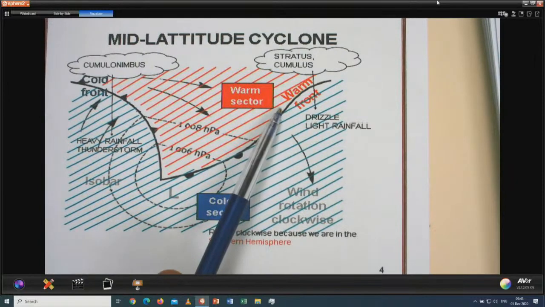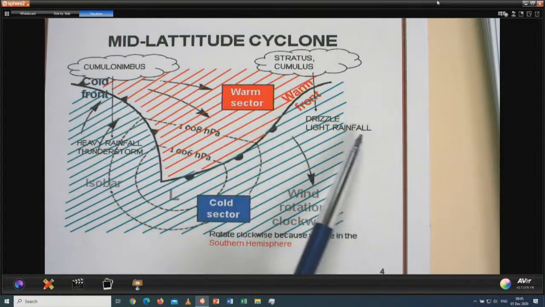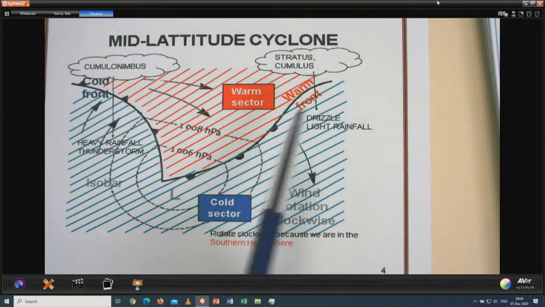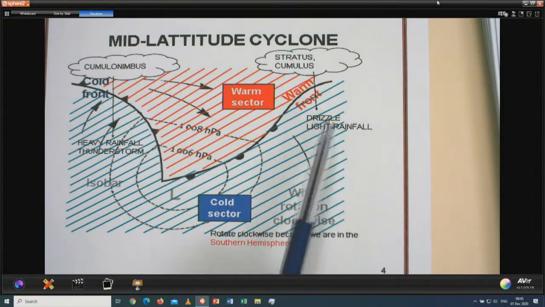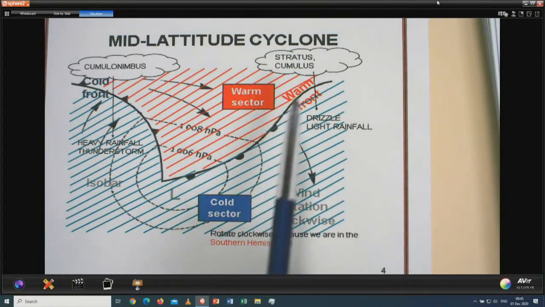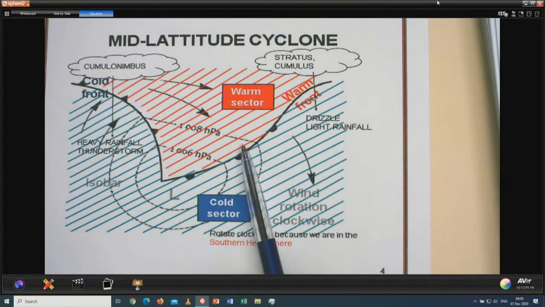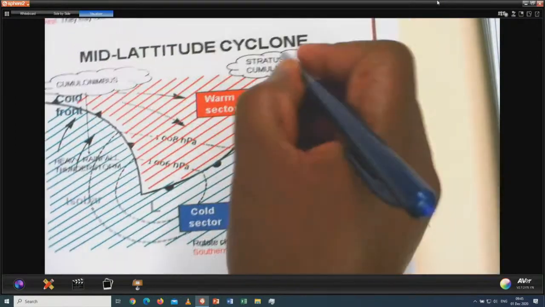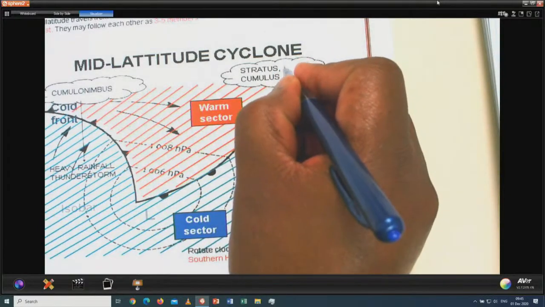Ahead of a warm front, because the warm air is moving on top of the cold air, clouds are going to form. And the type of clouds that we should expect ahead of a warm front are stratus clouds, cumulus clouds, and also nimbostratus.